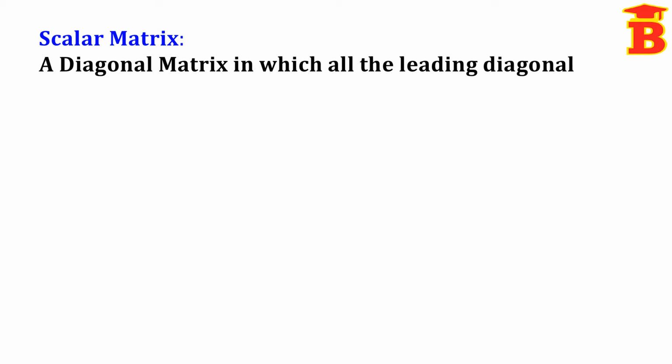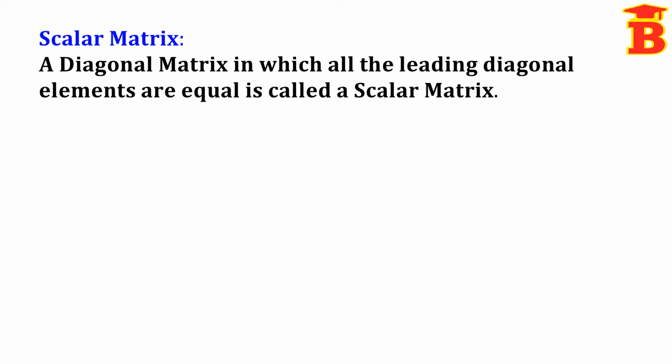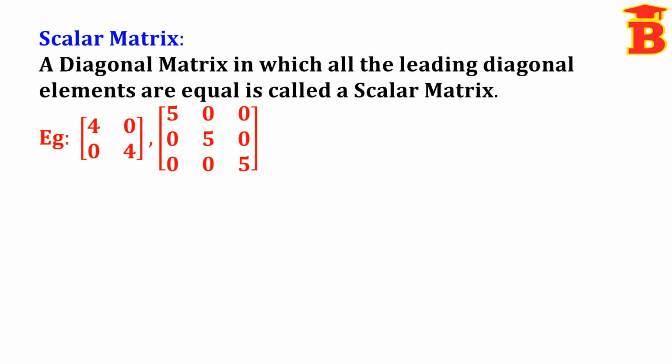Next is scalar matrix. A diagonal matrix in which all the leading diagonal elements are equal is called a scalar matrix. We know that diagonal matrix means we have numbers only in the diagonal. Other elements are 0. In that, if those elements are same, then it's called scalar matrix.